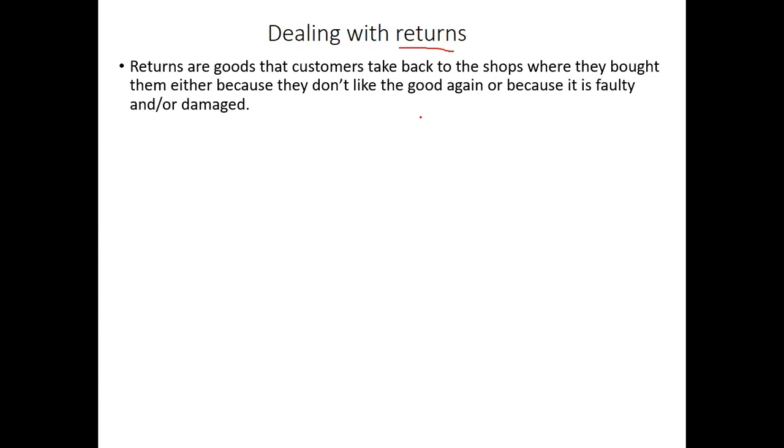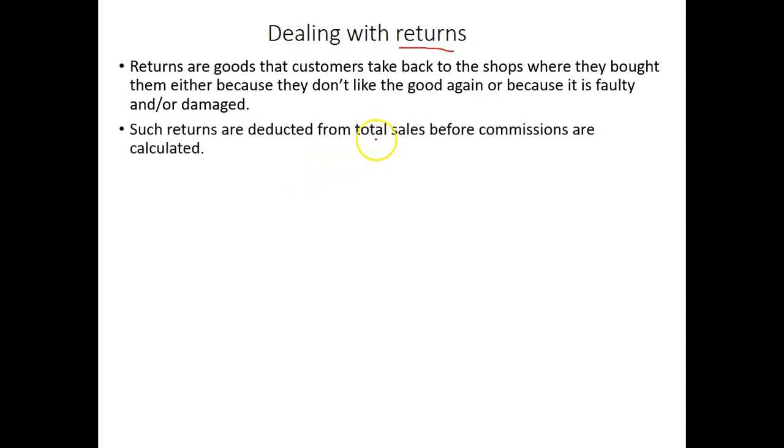In accounting, we say return inwards, or sales return, meaning something that we've sold and it was returned. So, sales return or return inwards. I hope you can remember that. Such returns are deducted from total sales before commissions are calculated.